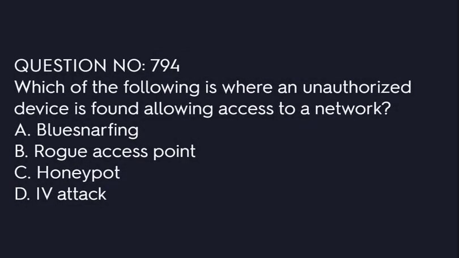Question number 794. Which of the following is where an unauthorized device is found allowing access to a network? A. Bluesnarfing. B. Rogue access point. C. Honeypot. D. Evil twin attack. The answer is B.